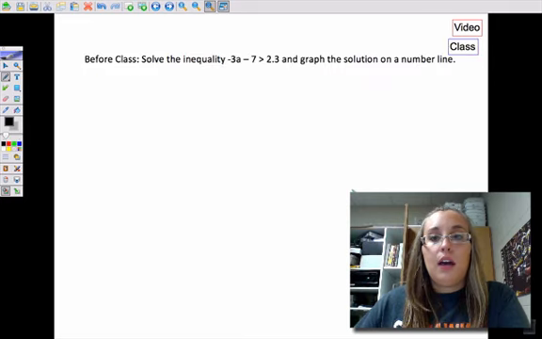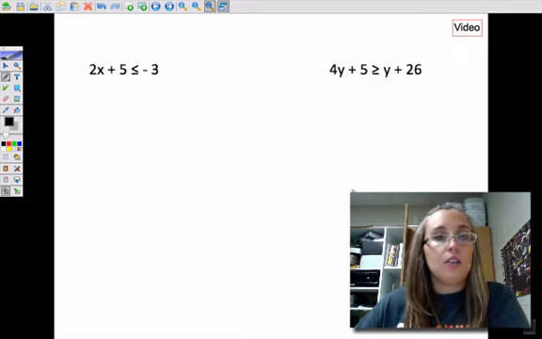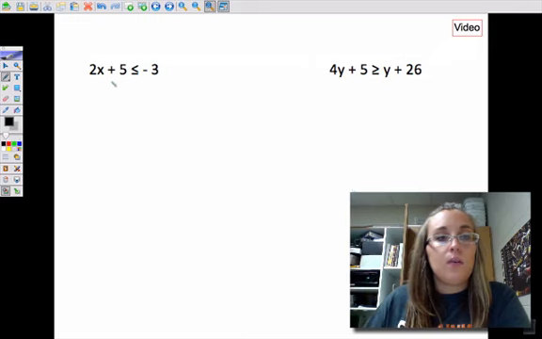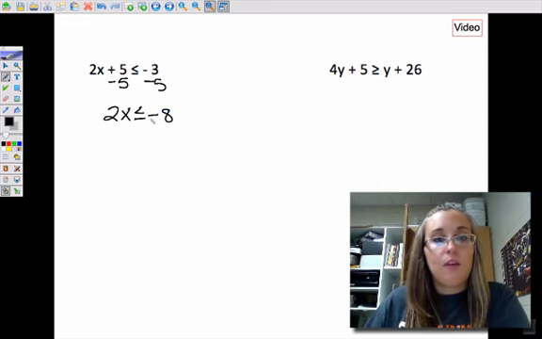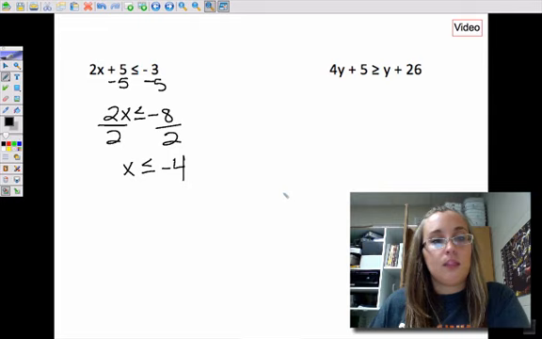So let me go ahead and show you a couple more here. We're going to subtract 5 on this one. 2x is less than or equal to negative 8. And it doesn't matter if this number over here is negative. The coefficient's positive, so I'm dividing by 2, and I'm leaving the sign exactly as is. X is less than or equal to negative 4.